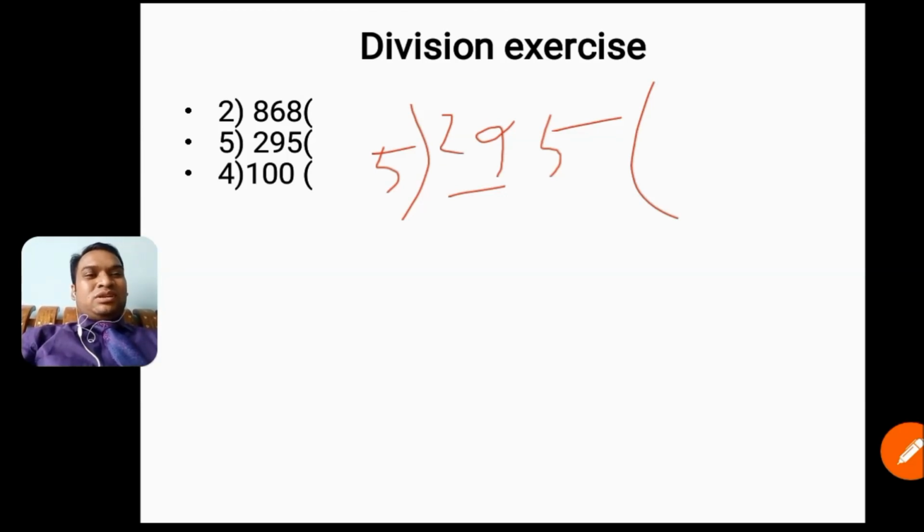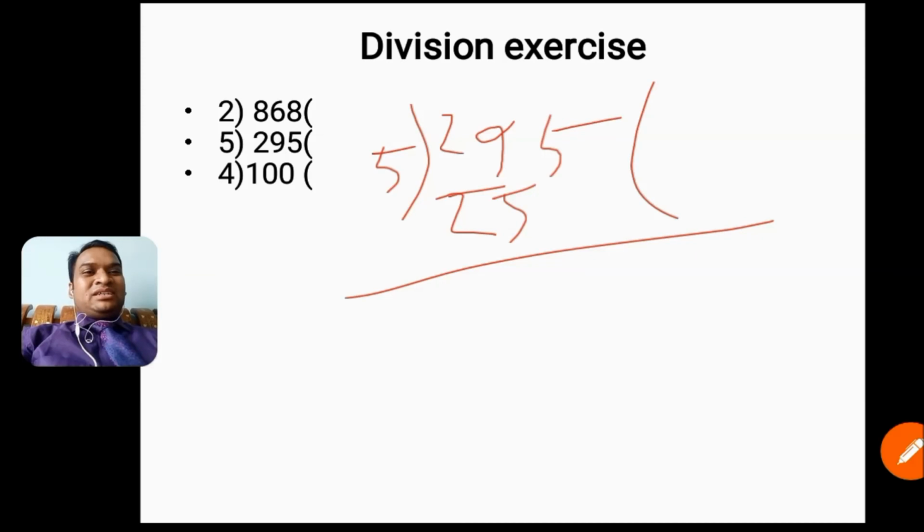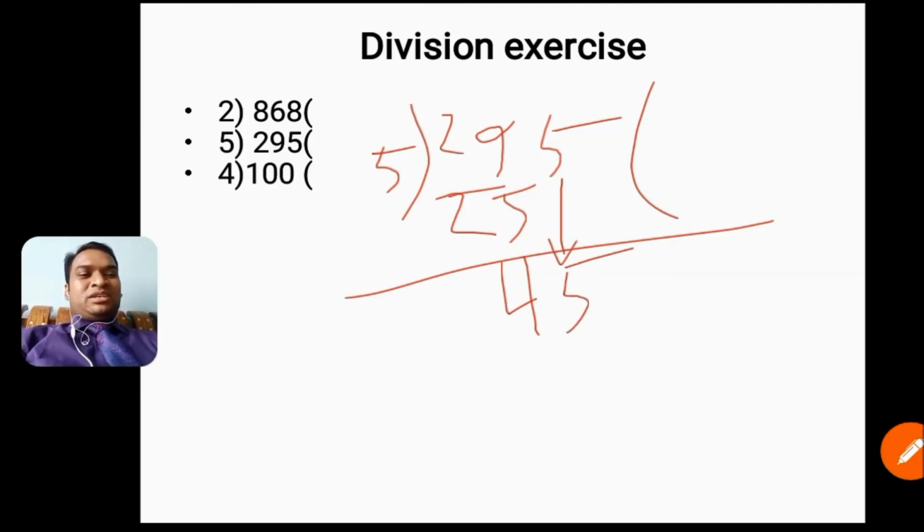Okay, so we'll write here 5 5s are 25. So 25 from 29, now we'll subtract this 25. If we subtract 5 from 9, we'll get 4, and 2 minus 2 is 0, so no need to write this 0. Now we'll bring this 5 down here. Put 5. So now we get 45. We need to write here that 5 5s are 25.